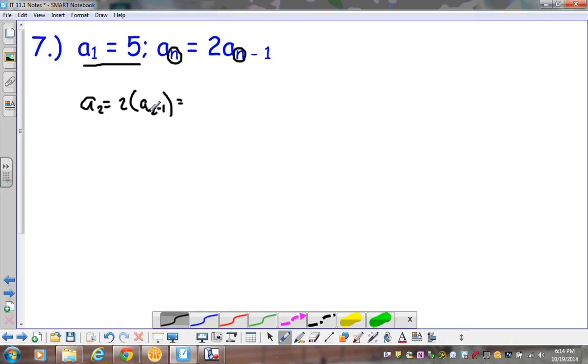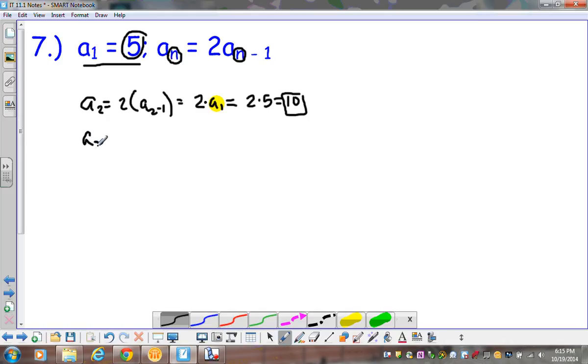Well, 2 minus 1 is 1, so this is going to be 2 times a sub 1, which means, one more time, a sub 1 is my first term. So whatever my first term is, I'm going to plug it in right there. Well, I already know that my first term is 5. So this is 2 times 5, which is 10. Cool. So that's my second term.